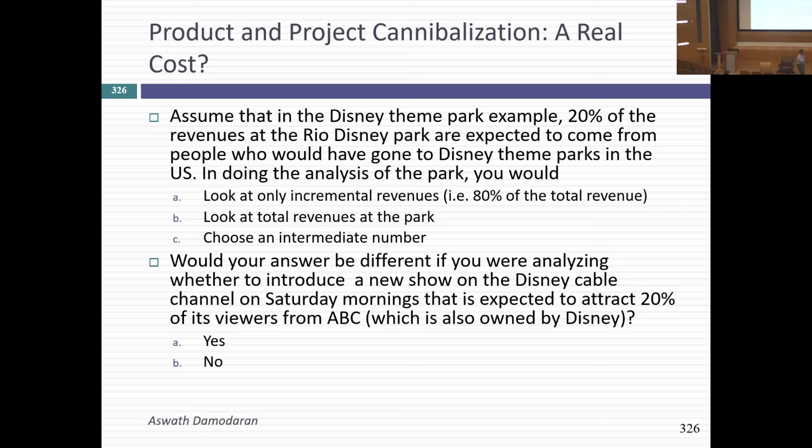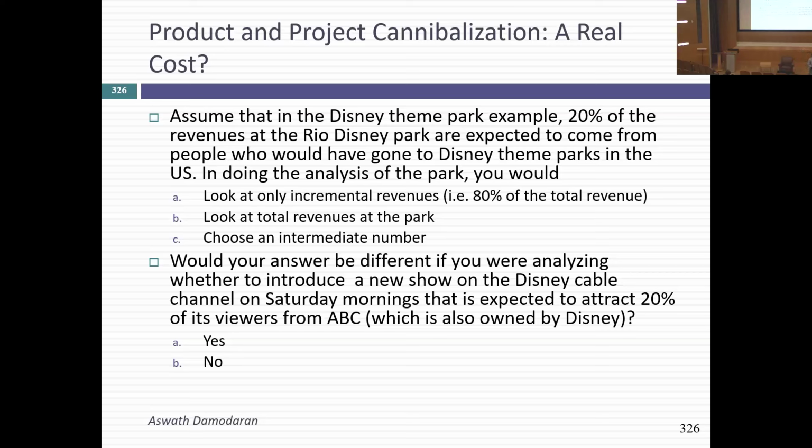Because if you say that 20% would come anyway, when I did my net present value for the Disney theme park, rather than use the total revenues, I should have used only 80%. If I use only 80% of the revenues, guess what's going to happen to my net present value? It's going to be much lower. In fact, it would have turned negative. When you bring in product cannibalization fully, it'll make you less likely to innovate, to add things.